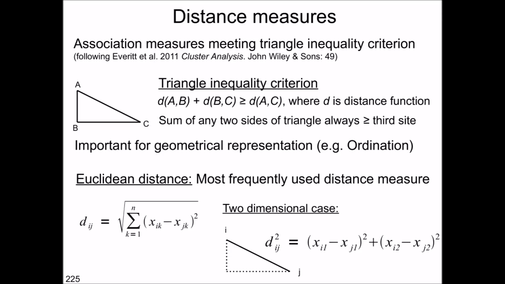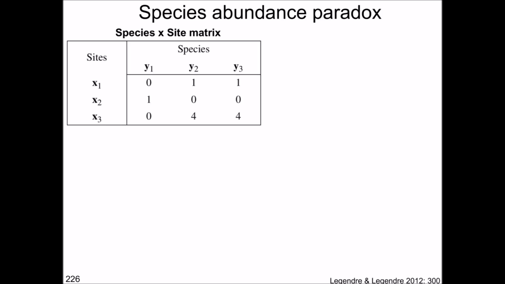What follows from this is that the Euclidean distance is sensitive to outliers and depends on the scales of the descriptors. So for species data, the measure is typically dominated by the species with the largest absolute difference in abundance, unless the magnitudes of absolute differences are similar between species. And this is highlighted in the so-called species abundance paradox.